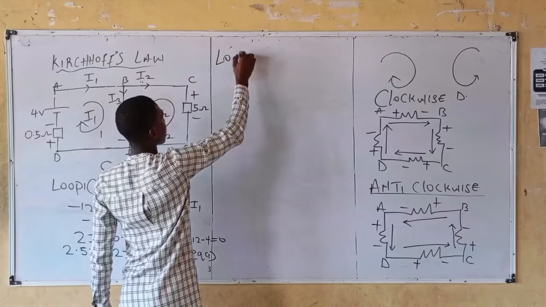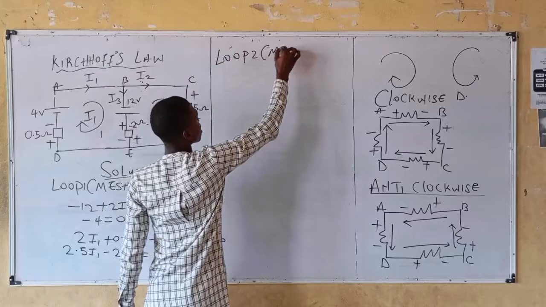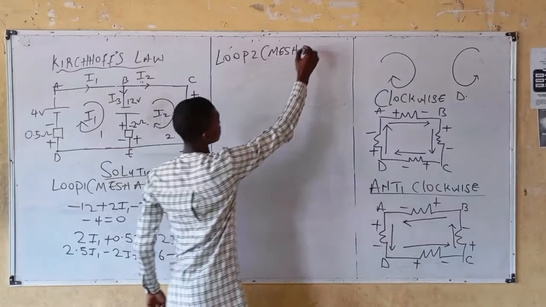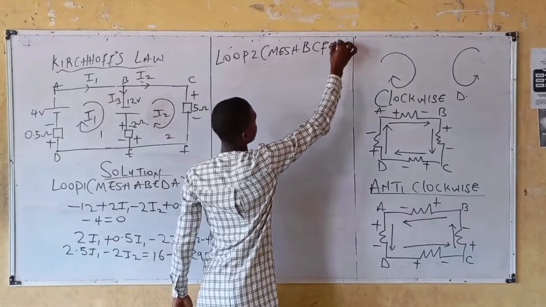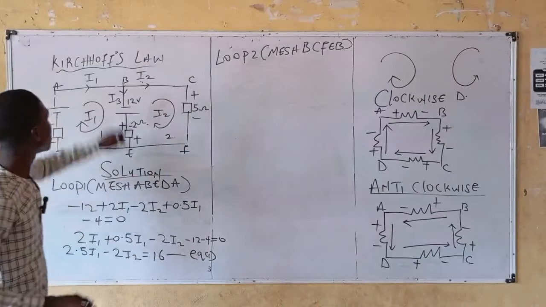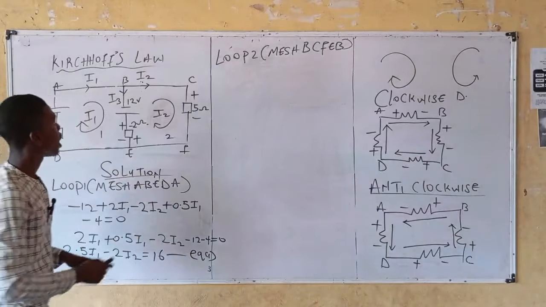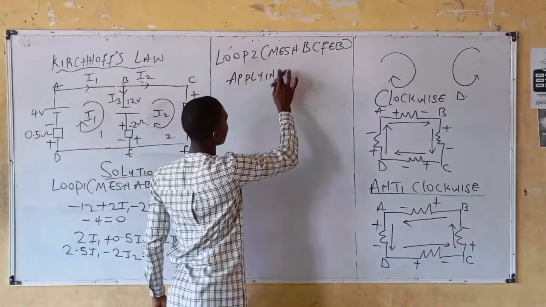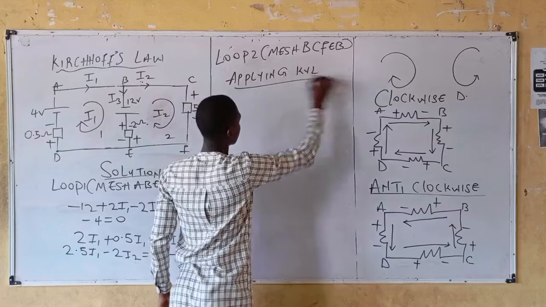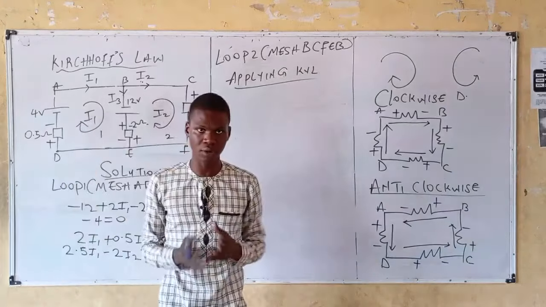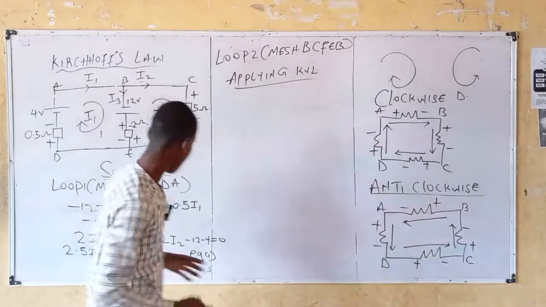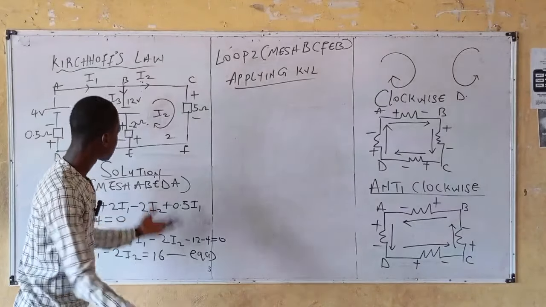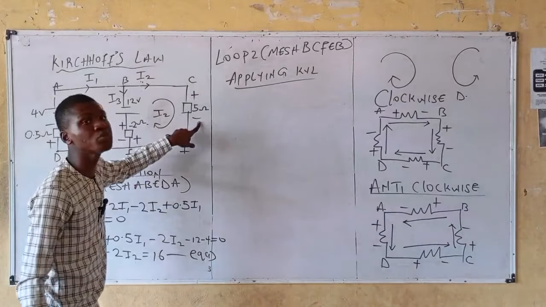Loop 2. For loop 2, mesh BCFEB. For loop 2, mesh BCFEB. Applying KVL, that states that the algebraic sum of voltage in a closed loop is equals to 0. Same idea. From B to C, no circuit element, right? C to F, I'm having 5 ohm resistor.